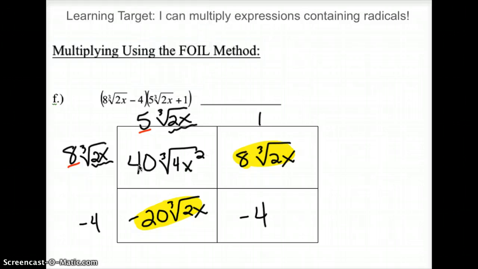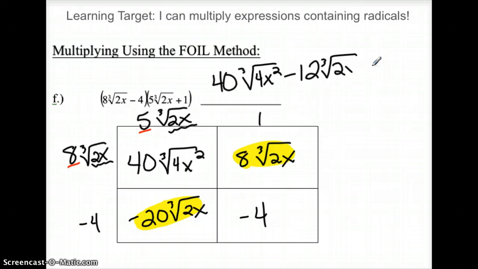All right, so I think I'm going to start with this top corner box. 40 cube root of 4x squared. Add the yellow stuff together. So -20 plus an 8, since they're like radicals, would give me -12 cube root of 2x. And then just attach that -4 at the end. So that's going to be it as far as my examples for this video lesson. This one really is about as hard as they get.